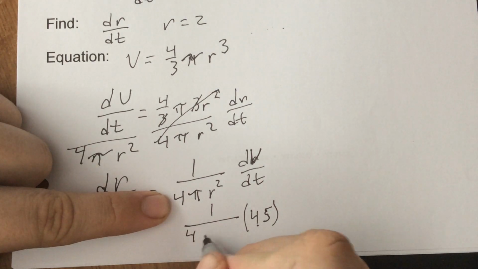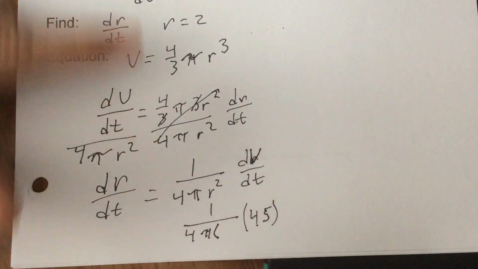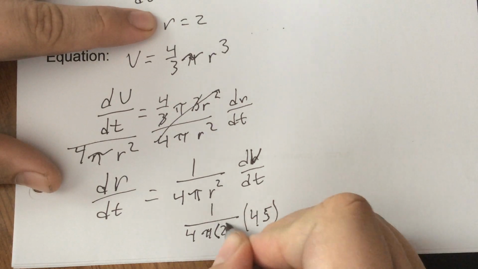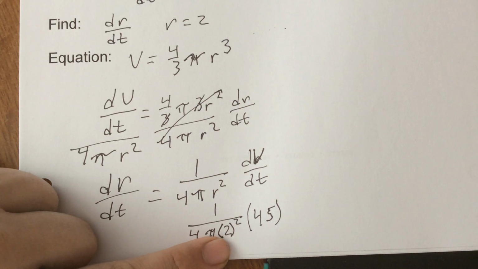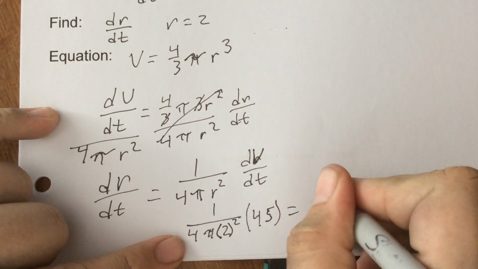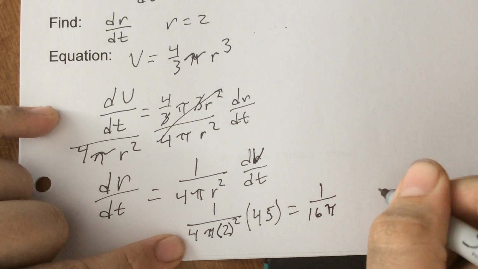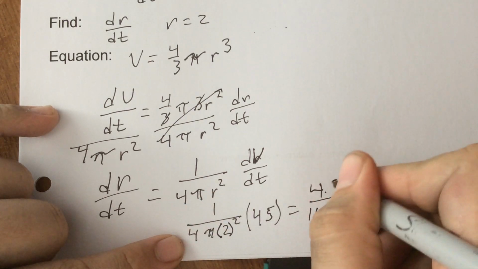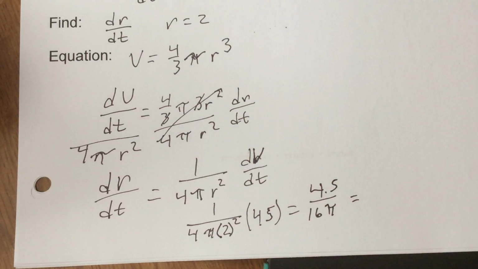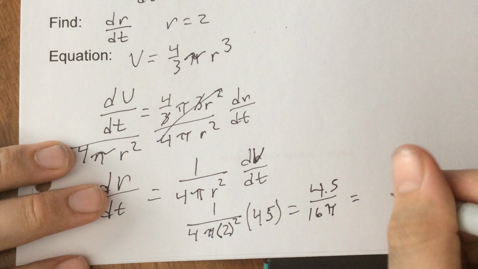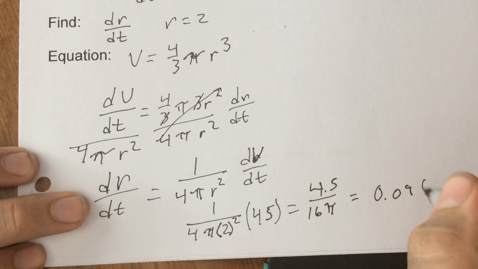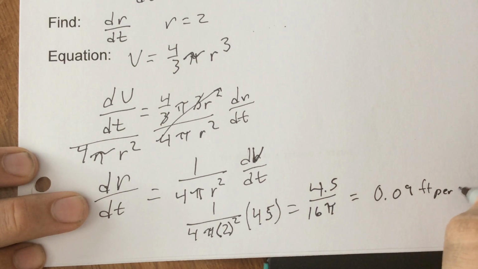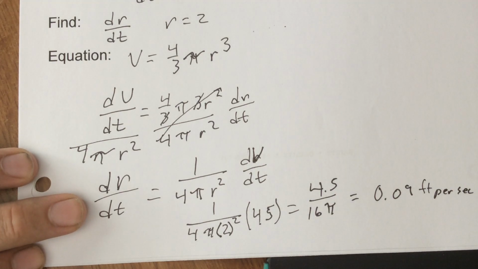This other side, the 4 and the pi will still be there. However, our r is going to be 2, so 2 squared. Well, let's do this: 2 squared would be 4, times 4. This is really going to be 1 over 16 pi, and the 4.5 can really be on top. So if we divide that out, you're going to end up with 0.09. And this is our radius, so feet per minute. Sorry, not second, per minute.